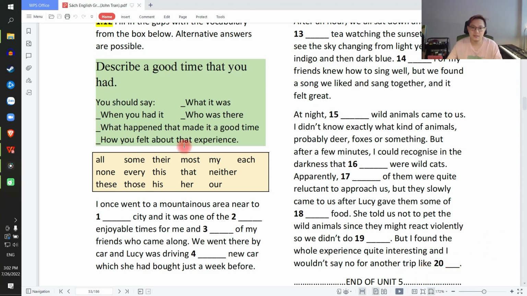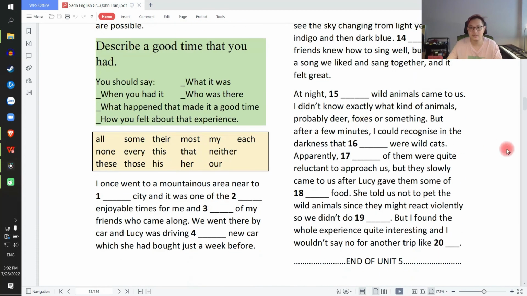Okay, so basically that's the end of this unit 5.